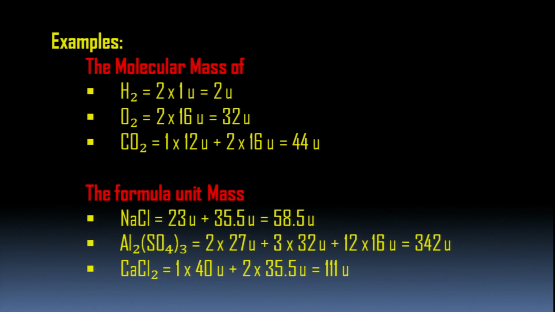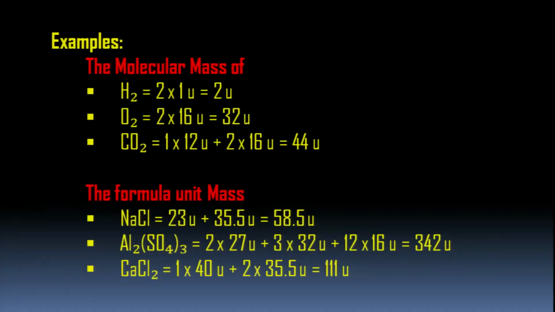How many oxygen atoms? You have 2 oxygen atoms. For 1 oxygen atom, 16U. For 2 oxygen atoms, 32U. When you add them, it comes out to be 44U. Okay, children, these are the molecular masses of several compounds or molecules.